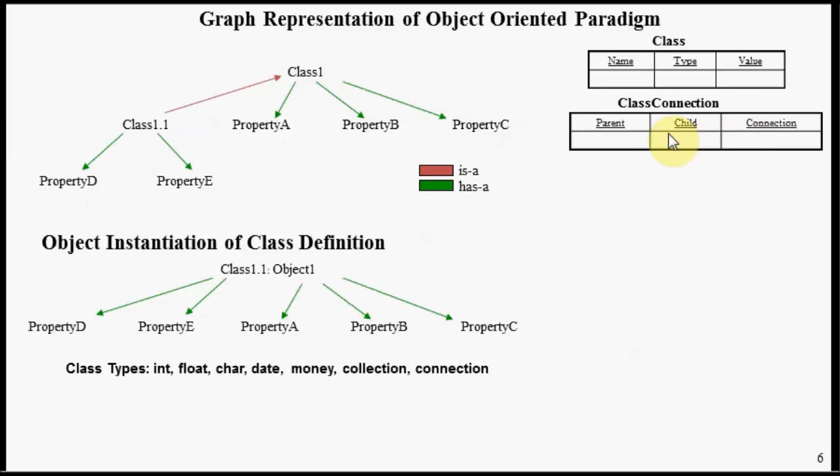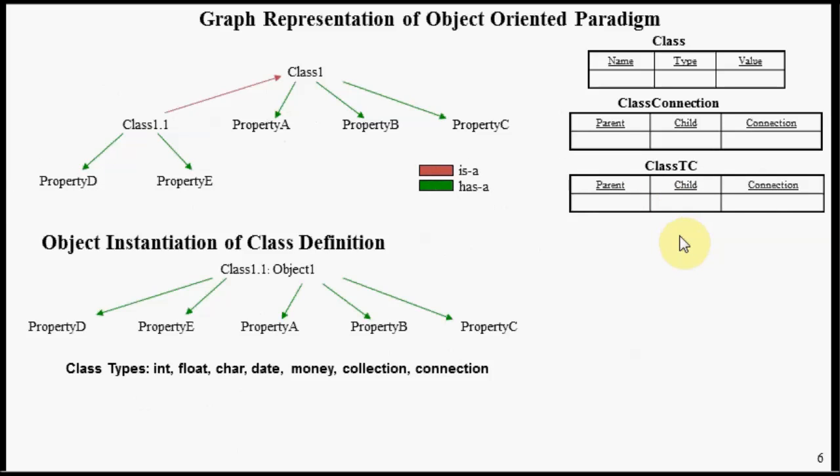We have a class connection table of parent-child nodes here, and a connection type here. In this case, it's going to be either has-a or is-a. And then we have a transitive closure table representing the transitive closure of this class graph. And assume for a minute that this transitive closure table is automatically populated and managed whenever nodes or connections are added or deleted in this class graph.